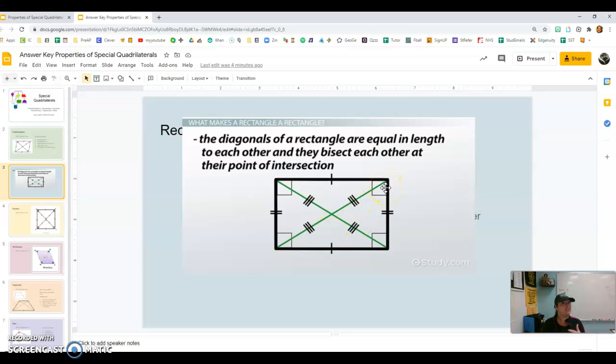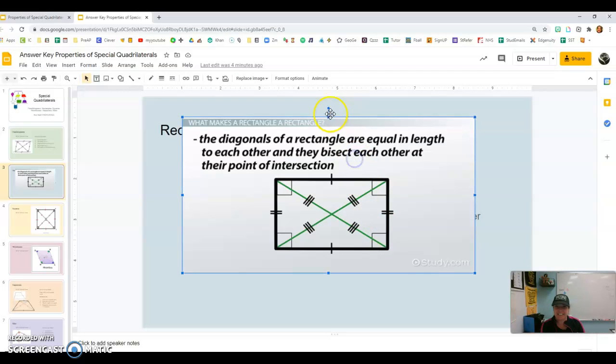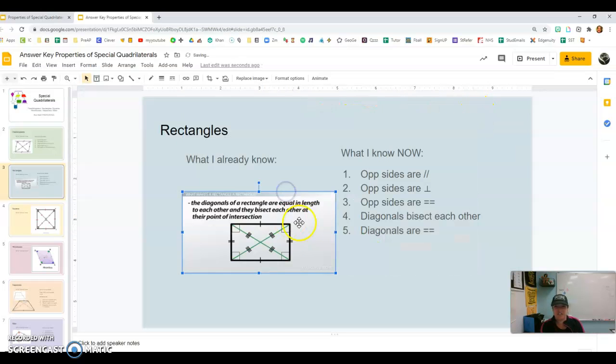The diagonals are definitely going to bisect each other. That means when they cross, they cut each other in half. But take a look at these diagonals. The diagonals are also congruent to each other. So the diagonals are equal in length, okay? So here are the properties that you need to get. Let's move this guy out of the way and make sure that you get these 5 things written down.